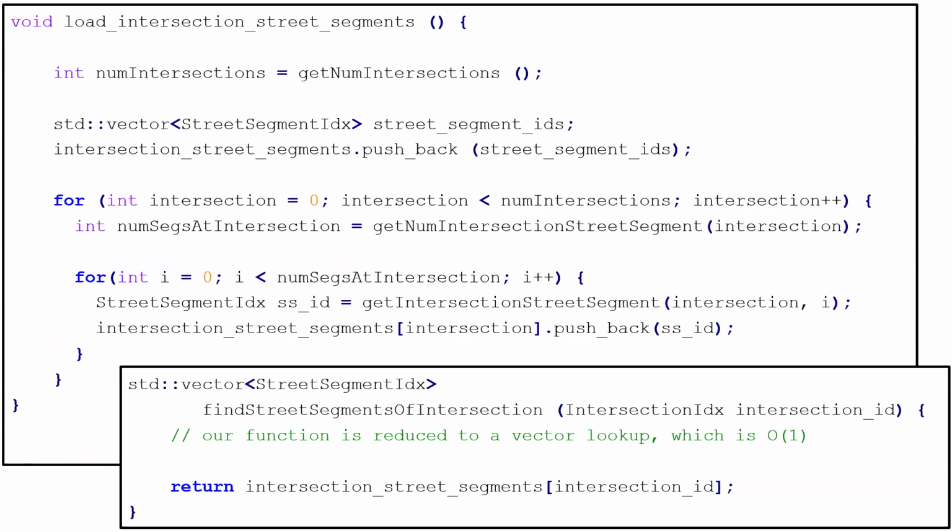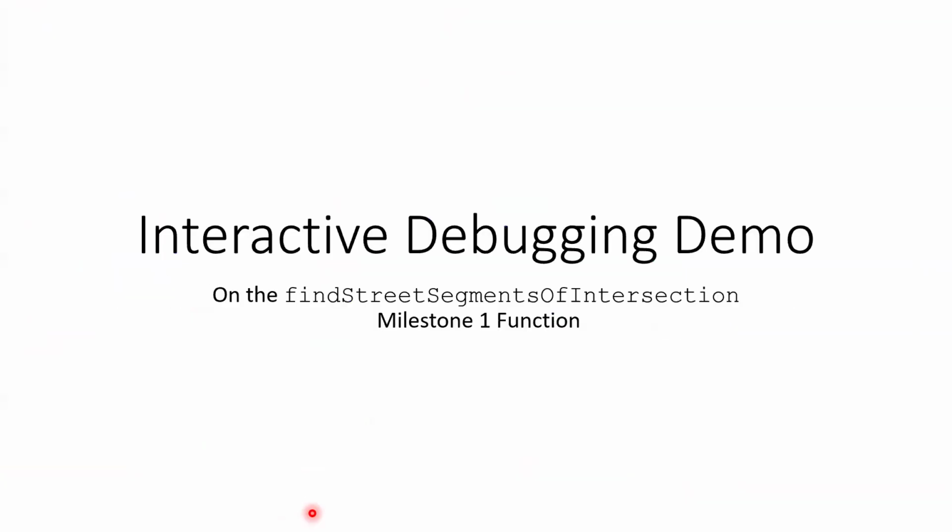We have the helper function load intersection street segments extracted from load map. And in the actual find street segments of intersection function, we are returning from the global variable. And let's go to the demo.